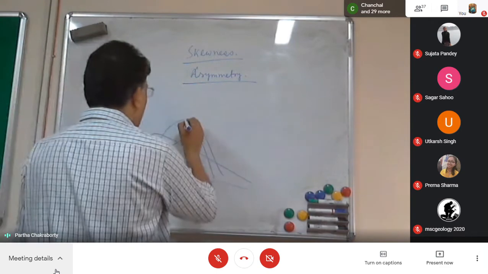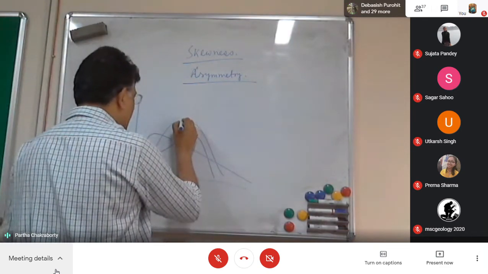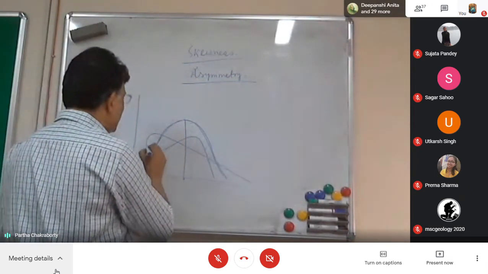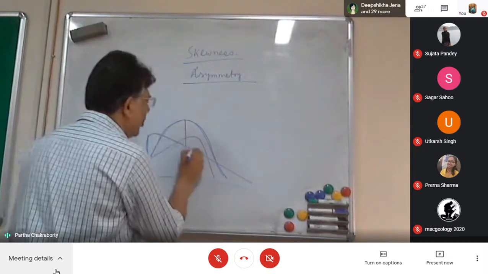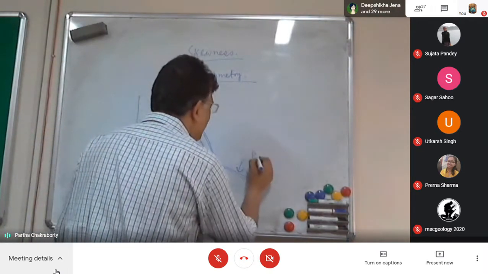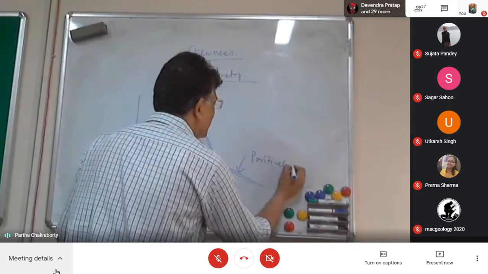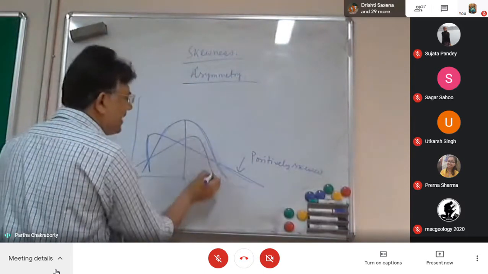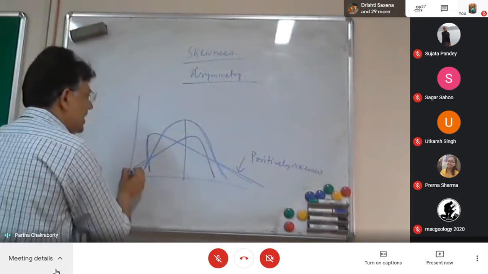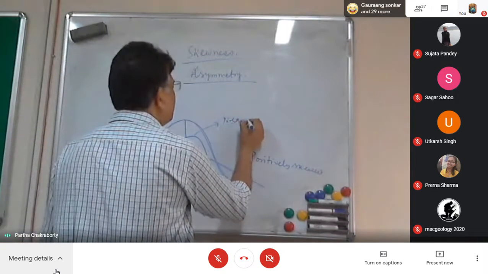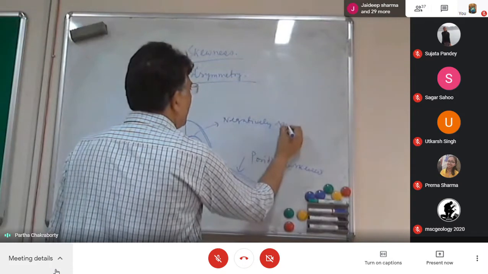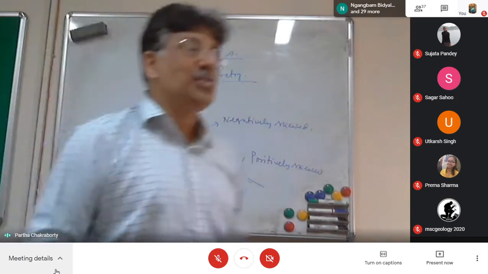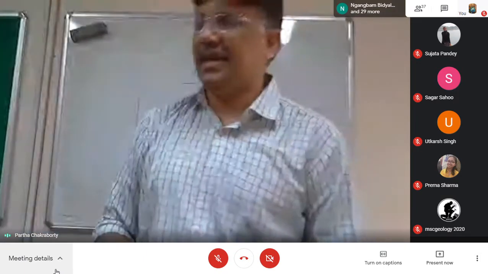So this is a normal curve which has a central tendency and similar distribution on both the coarser and the finer side. But this is a curve which has a restriction on the coarser side, but there is no limitation on the finer side. We call it a positively skewed curve. And this is a curve which has a restriction on the finer side, but no restriction on the coarser side. We call it negatively skewed. And both these curves are skewed curves. They are asymmetric. They are not symmetric.